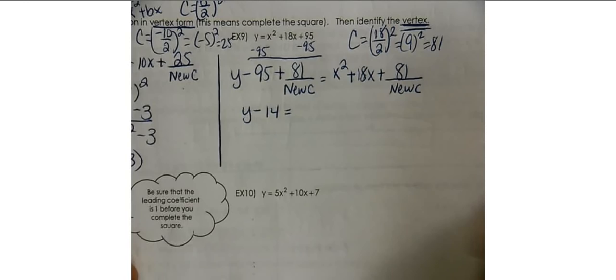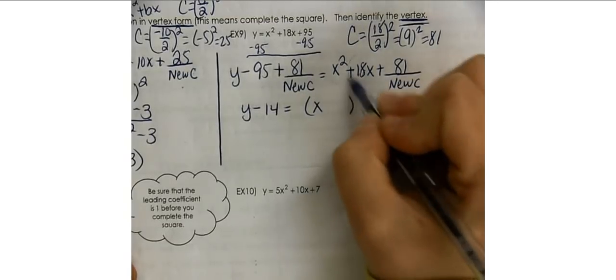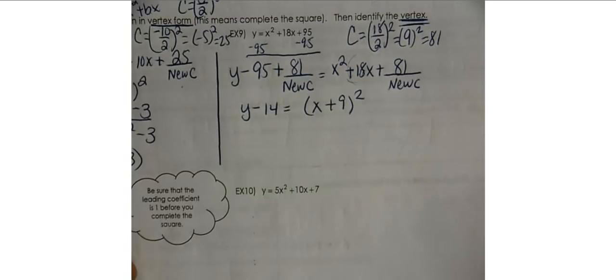So I have y minus 14 is equal to a parenthesis squared. And what's going to go into the parenthesis squared is x, and then half of 18, which is 9, so x plus 9. We're not taking the square root since we're not solving an equation. We're simply rewriting this function into vertex form, so I'm going to add 14 to both sides. And by doing that, I end up with y is equal to x plus 9 squared plus 14.